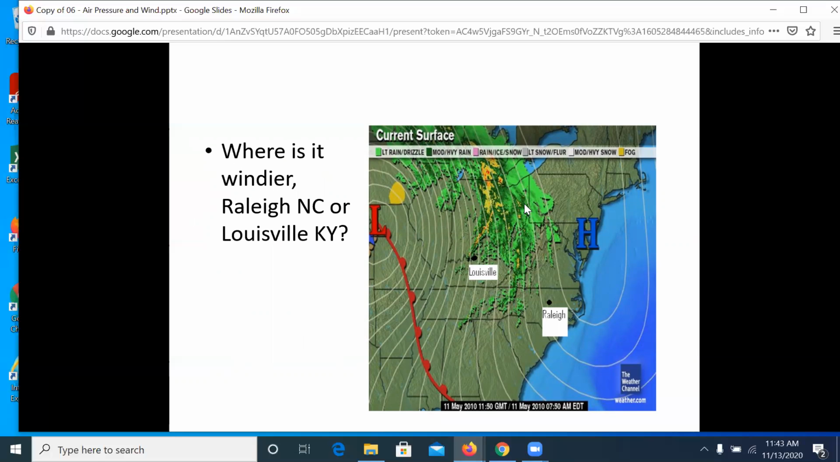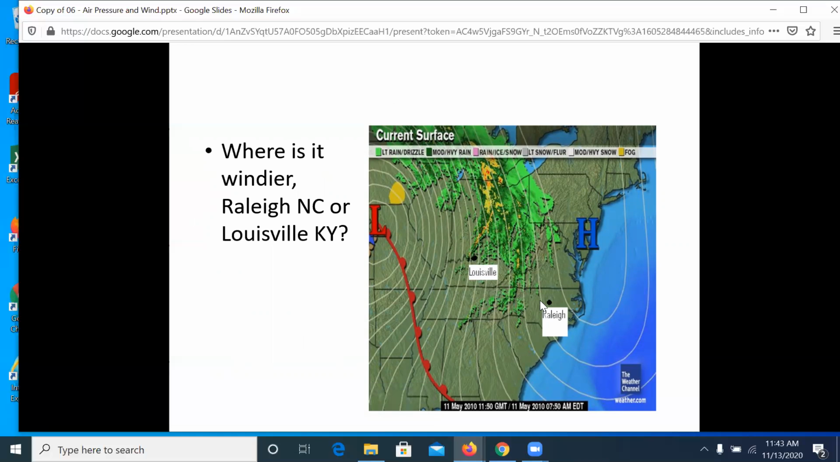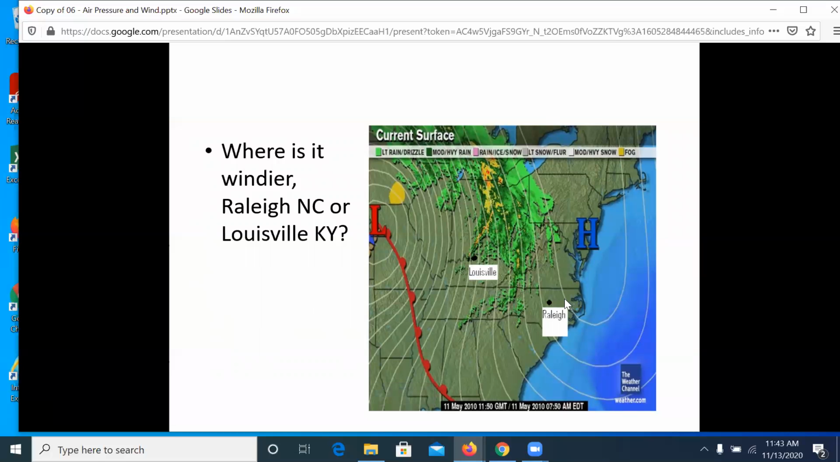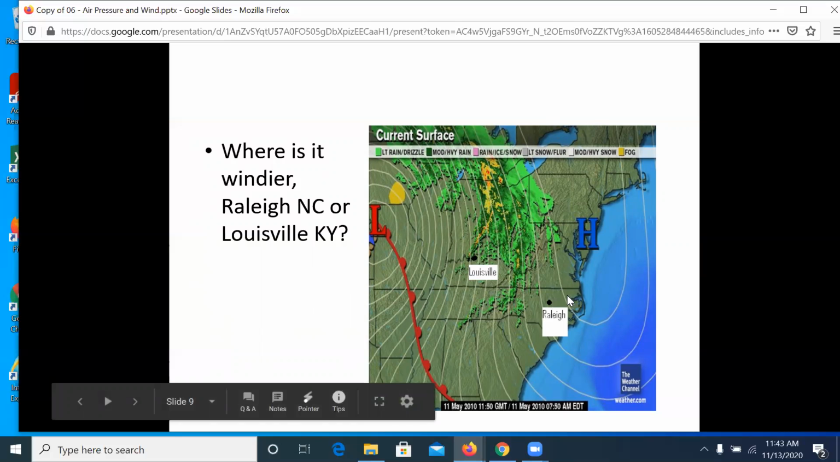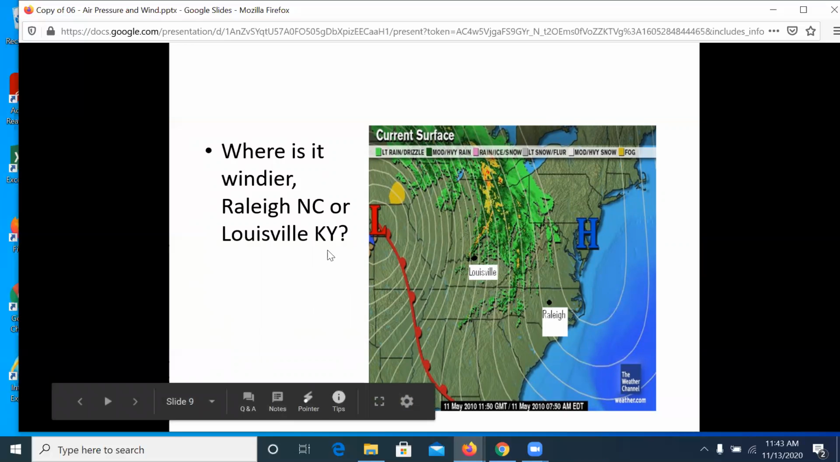Oh, we were actually going to look at that. So where is it windier? Raleigh, North Carolina, or Louisville, Kentucky, based on this graph right here. Here's Raleigh, and here's Louisville. If you look at the isobars on this weather map, you can see that at Raleigh the isobars are really, really spread out. You've got a big gap right here. But if you look at Louisville, Kentucky, you can see that these isobars are really tightly packed together, meaning that I would expect a lot of wind in this general region right here and less wind right here. So to answer the question, Louisville, Kentucky would be windier.